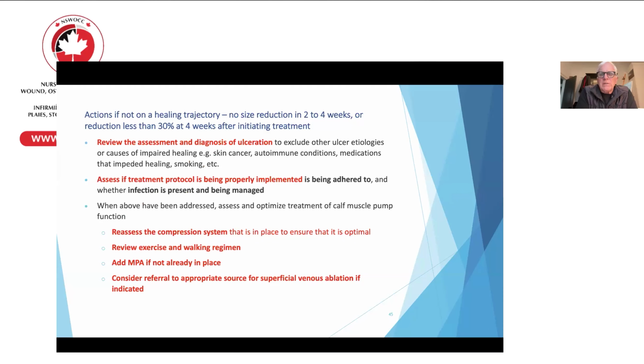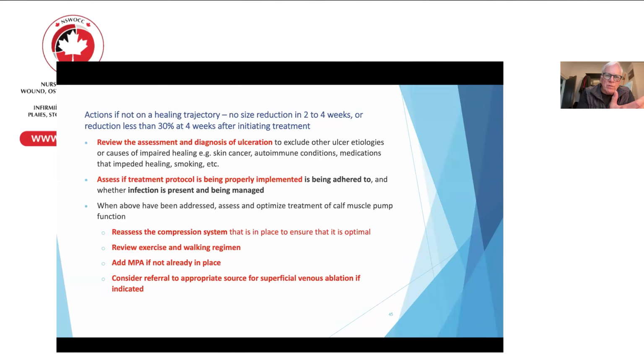Then the other place it finds itself is, if the wounds are not progressing normally, not entering that healing phase, and this can be defined by either no size reduction in 2 to 4 weeks or less than 30% reduction in 4 weeks. So what do you do? Well, firstly, you make sure you've got your diagnosis right. You make sure that, if you need to take a biopsy or do other tests, you do them because there may be other reasons why that wound's not healing. And also, you look to see that the protocol that you recommended is actually being implemented and adhered to. You make sure there's no infection present.